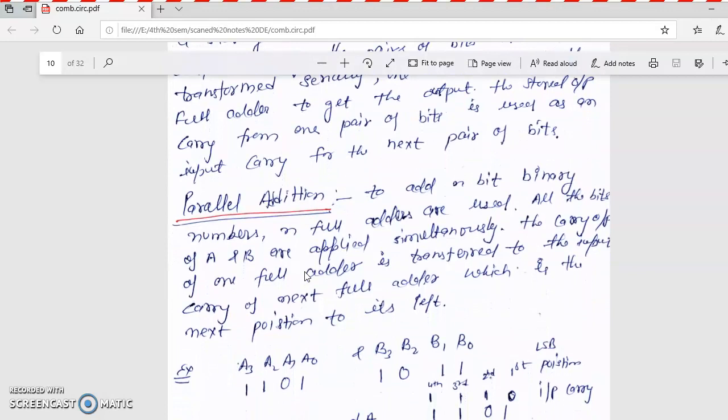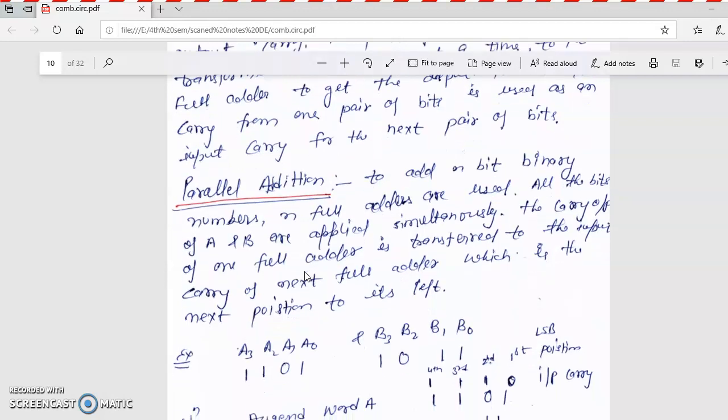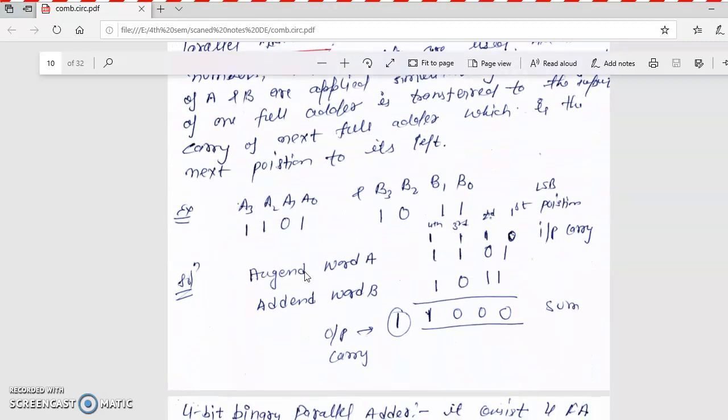Our next pattern is parallel addition. To add n-bit binary numbers, n full adders are used. All the bits of A and B are applied at the same time, or we can say simultaneously. The carry output of one full adder is transferred to the input carry of the next full adder, which is in the next position to its left. Okay, let's look at an example.